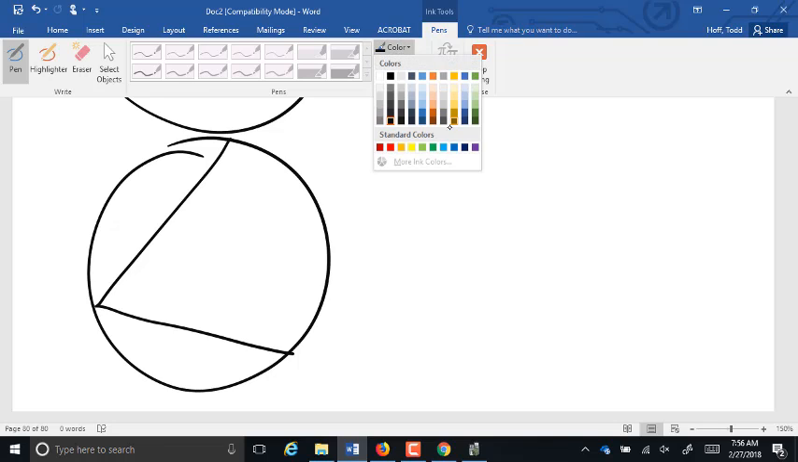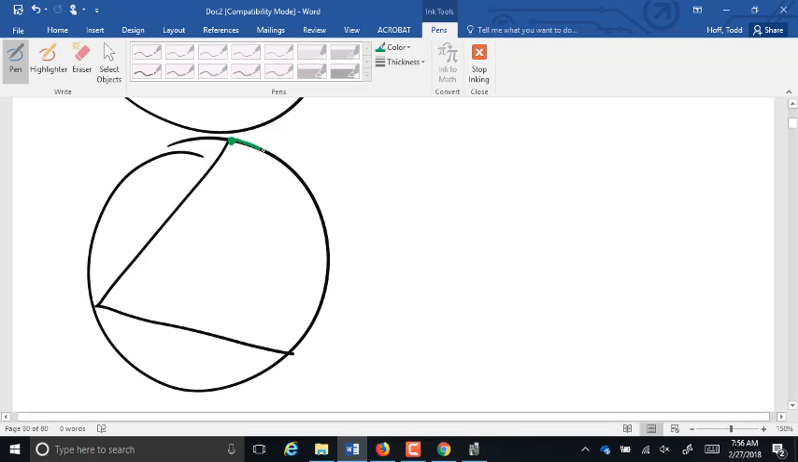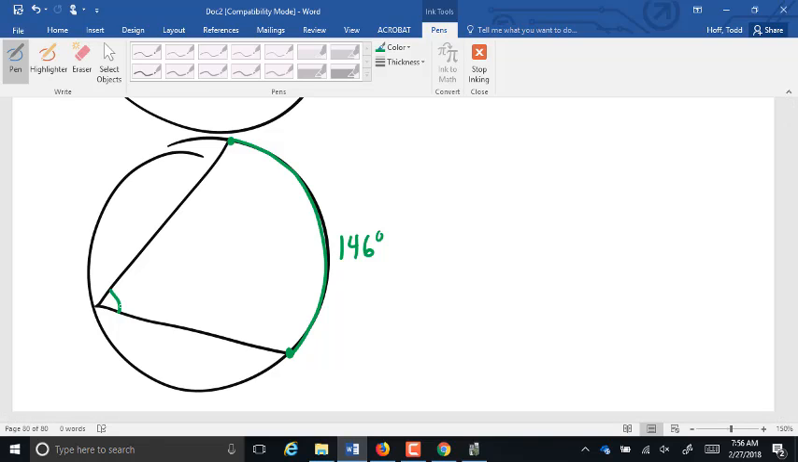So, if I tell you that this arc here is 146 degrees, what's that angle have to be? 73, very good. That's an inscribed angle. Its vertex is on the circle. The inscribed angle is always half the intercepted arc.